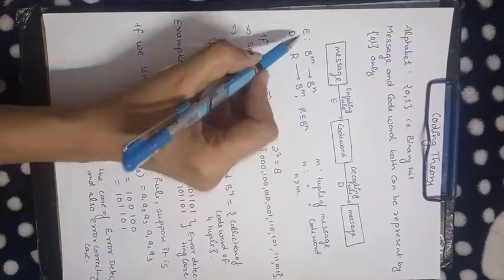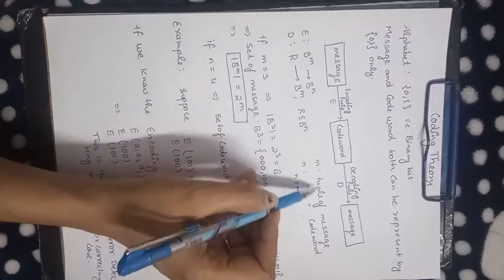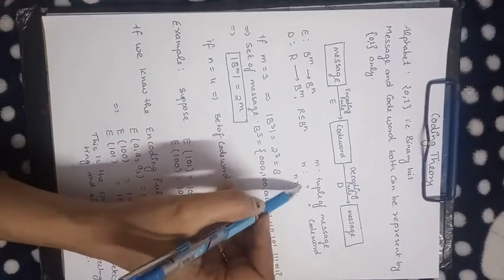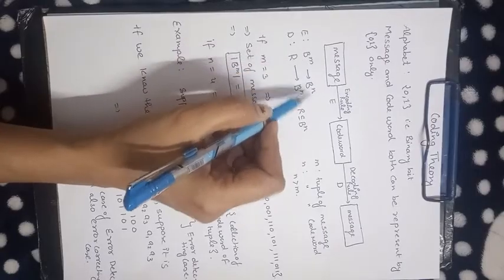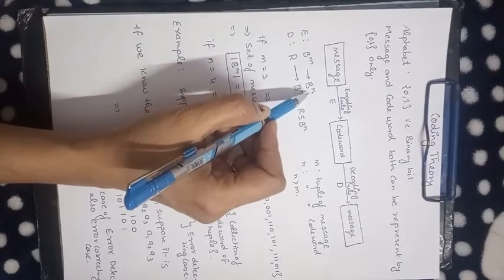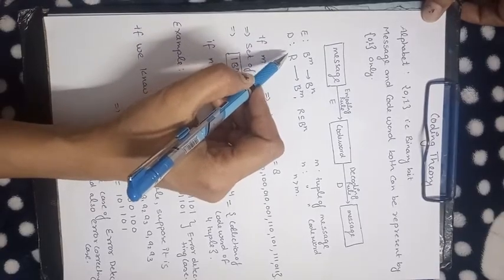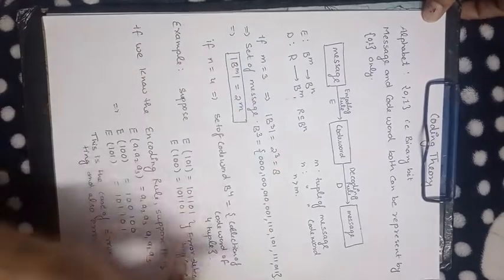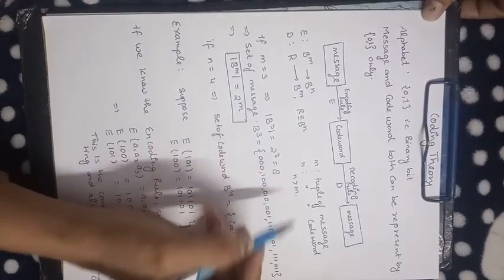Here E is called the encoding function, which is defined from B^M to B^N, where M is the tuple of the message and N is the tuple of the code word. B^M is called the set of all messages and B^N is called the set of all code words. And D is called the decoding function, which is defined from B^N to B^M. The relation between N and M is that N should be greater than M.